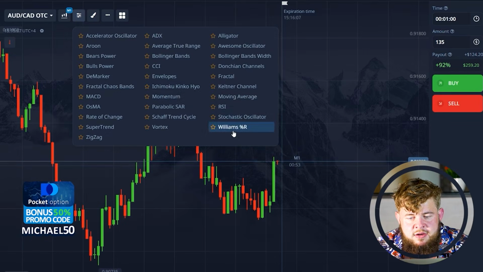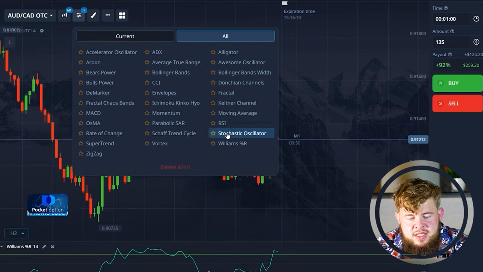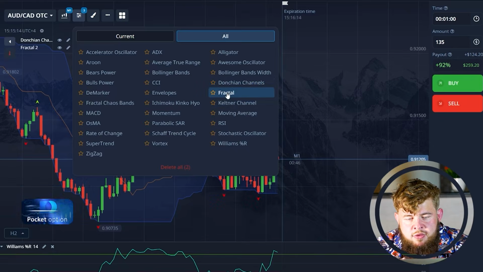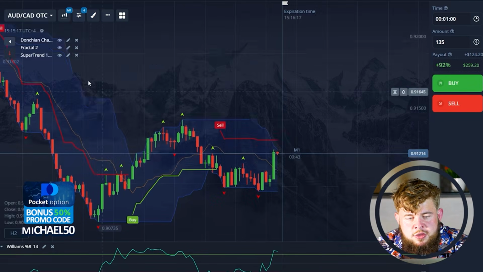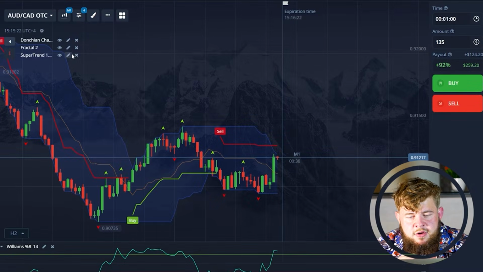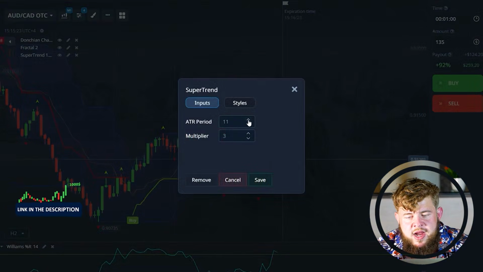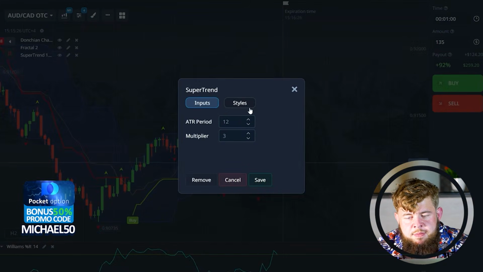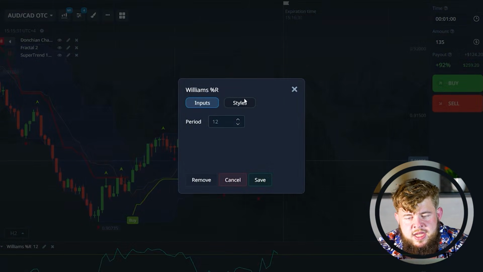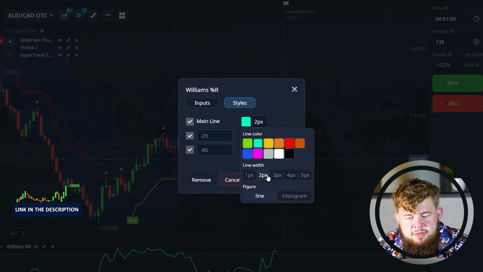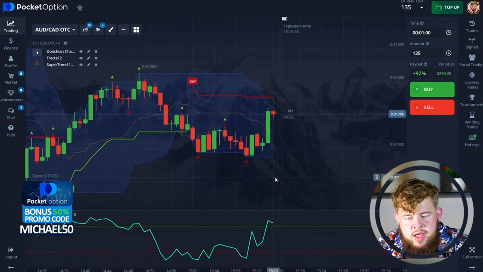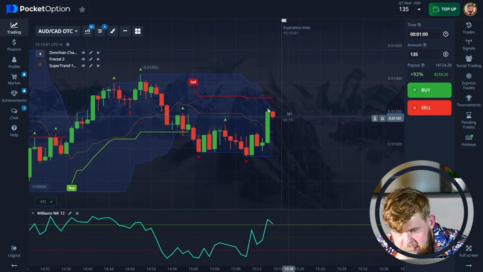Let's choose the indicator. The first one will be Williams Oscillator together with Donchian Channels and Fractal. Let's also add Supertrend. Okay, so now let me set the Donchian Channels indicator first. It's fine. Now Supertrend. Let's change the ATR period, it will be 12. Okay, let's save it. Let's also set the Williams, the period will be 12. Let's change the colors. Let's save it. Fine. So now we are ready to start our trading session for today.